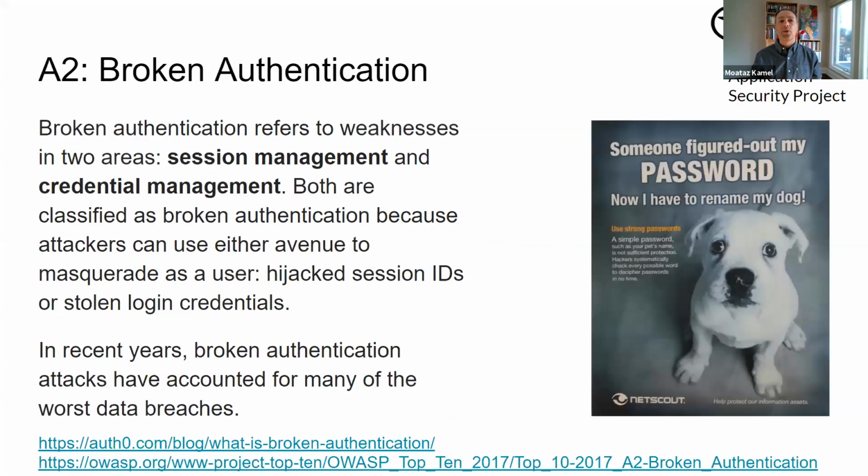The next one is broken authentication. Authentication is a fundamental feature of almost every application. There's got to be some way to authenticate a user, to identify the user and say that they are a valid user of this application. Broken authentication refers to 2 weakness areas: one is session management and the other is credential management. The credentials are the login and the password, for example. The session is established as the user connects, and then they want to maintain that connection after they authenticate.